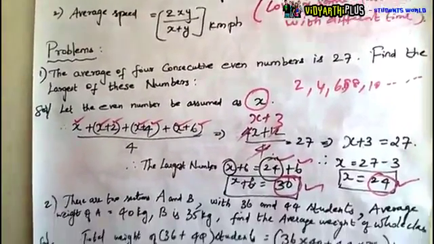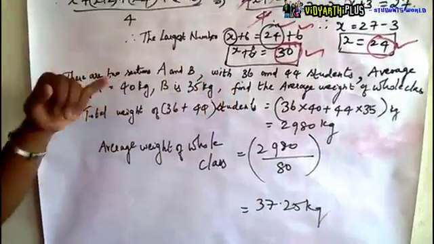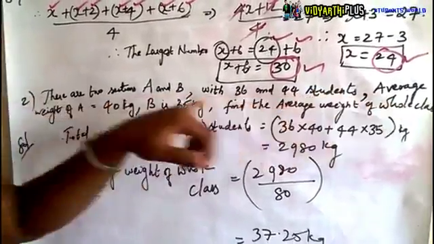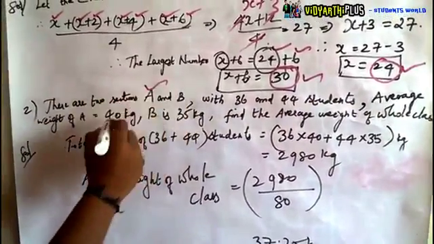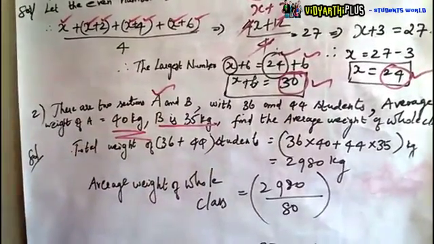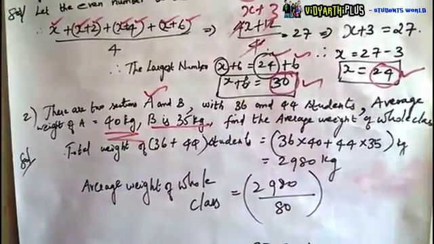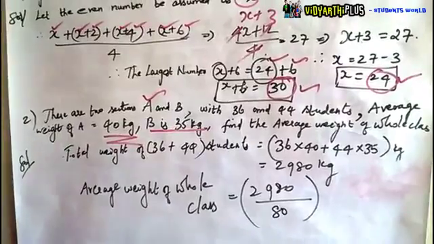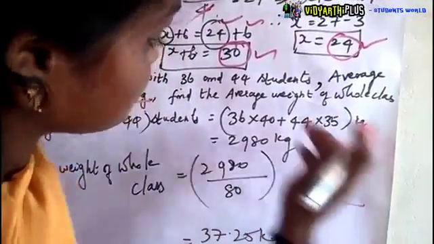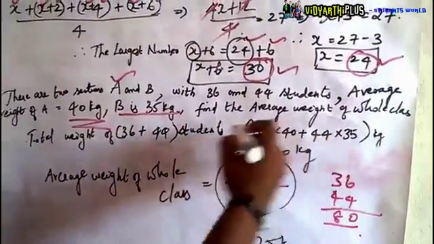Then now we are going to the second sum. There are 2 sections A and B in a school, with 36 students in section A and 44 students in section B. The average weight of section A is 40 kg and the average weight of section B is 35 kg. Here the problem is to find the average weight of the whole class. Therefore, first we have to find the total number of students in both sections. That is 36 students in section A and 44 students in section B, so we get 80 students.